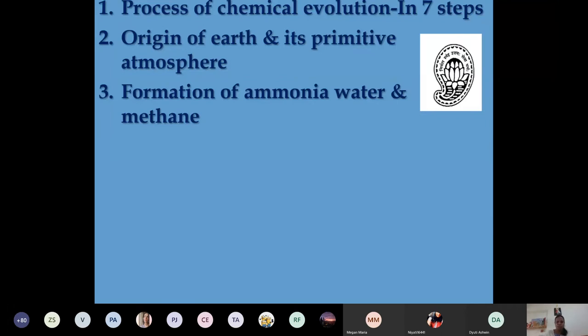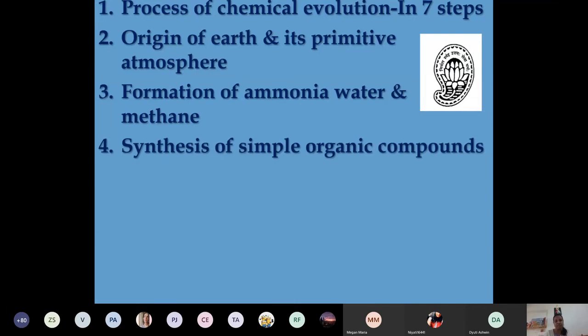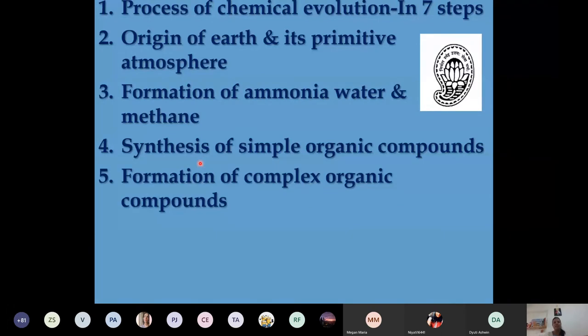So there was this atmosphere of primitive earth, which was quite hot, had very little oxygen, or almost you can say it was devoid of oxygen, from which ammonia, water and methane came into existence. Ammonia, water and methane were responsible for forming simple organic compounds. So from point number 3, one second, I will show you with the help of a pointer. This ammonia, methane and water, which is inorganic in nature, leads to the formation of organic compounds which are simple in nature. Formation of complex organic compounds from simple organic compounds was the next step.